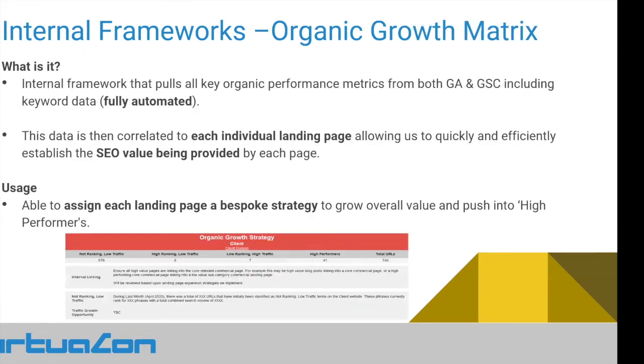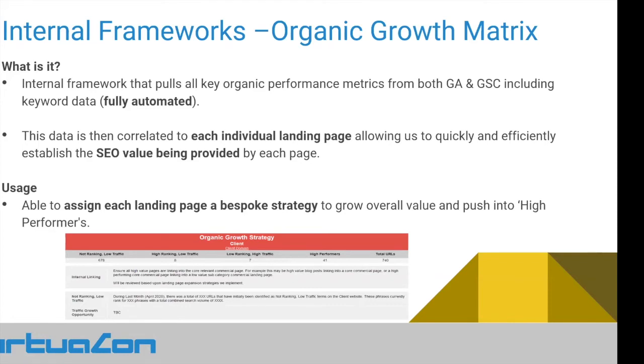Moving on to another framework that we built internally as a team, what we call the organic growth matrix. The organic growth matrix is an internal framework that pulls all key organic performance metrics from things such as Google Analytics, Google Search Console, tracked ranking data, and third-party ranking data into a framework, and it aligns very nicely. We can tie in each individual landing page against the organic value being provided. The big thing with this is it's all API driven, so it's all automated, and it's also set to run at certain time periods, for example, quarterly.